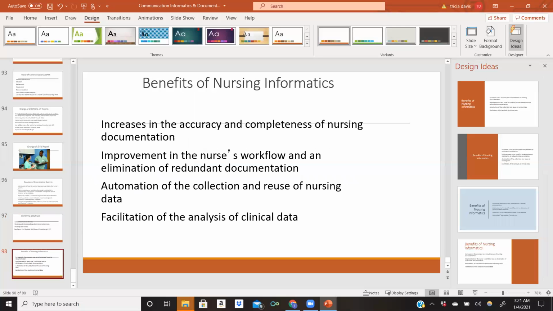So the benefits of nursing informatics, what benefits do we get out of it? Well, it increases the accuracy and the completeness of any nursing documentation, because we know that if it's not documented, it's not done. And we know that documentation can serve as a legal record years down the road. It improves the nurse's workflow and eliminates redundant documentation. It is an automation of the collection and reuse of nursing data. And there's a facilitation of the analysis of the clinical data. So those are the benefits of nursing informatics.